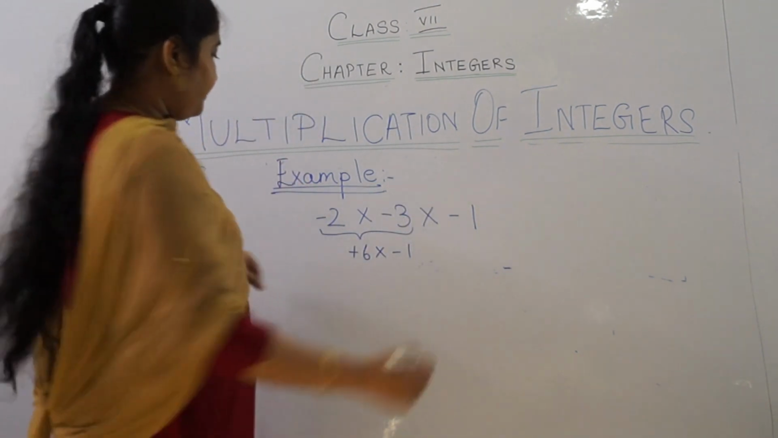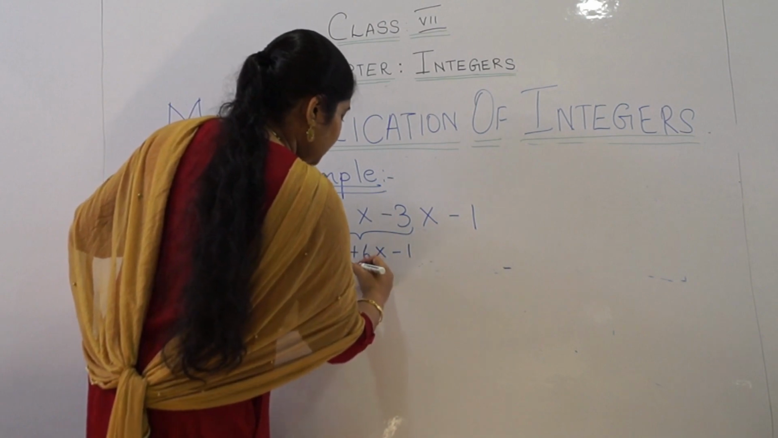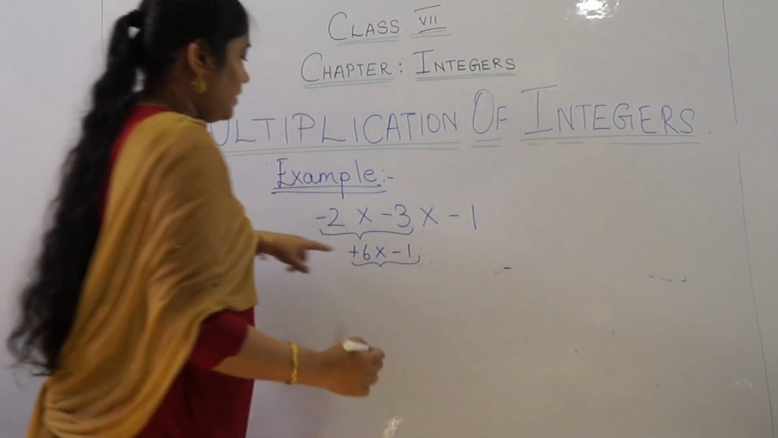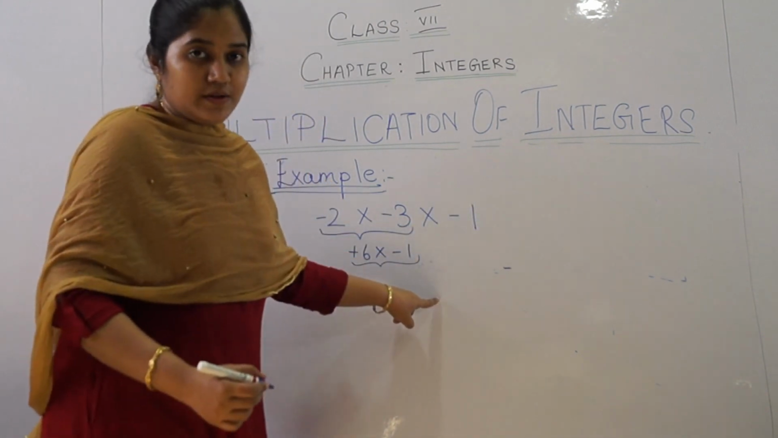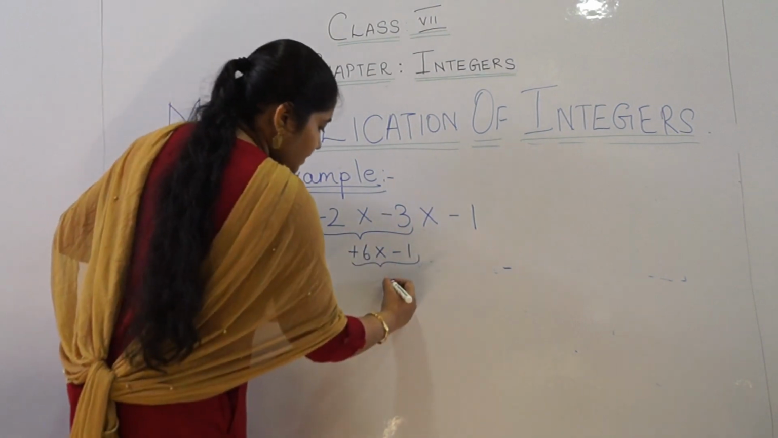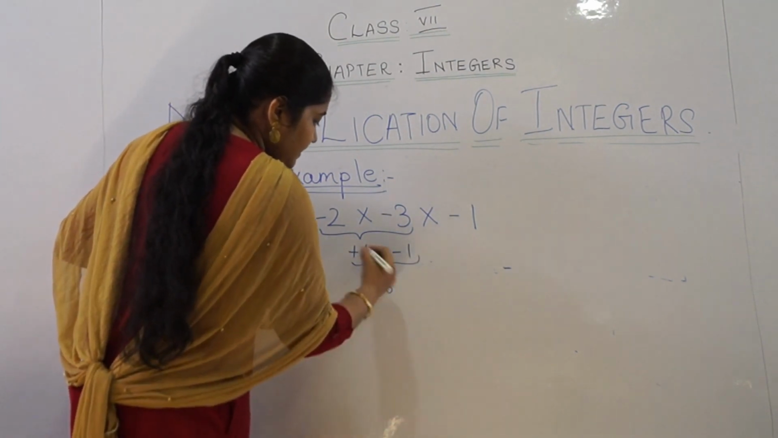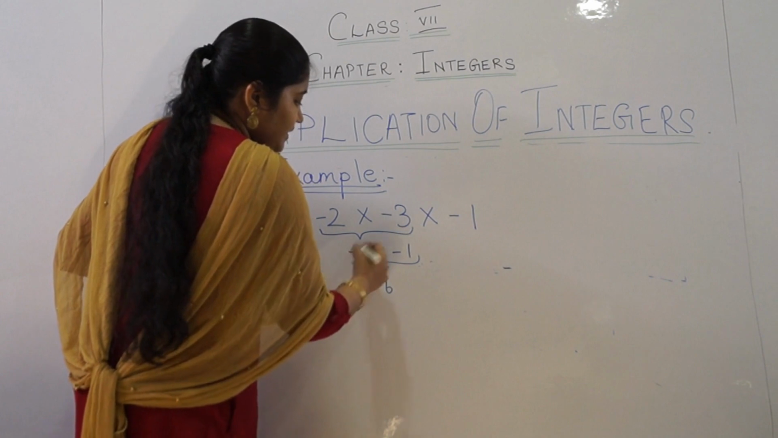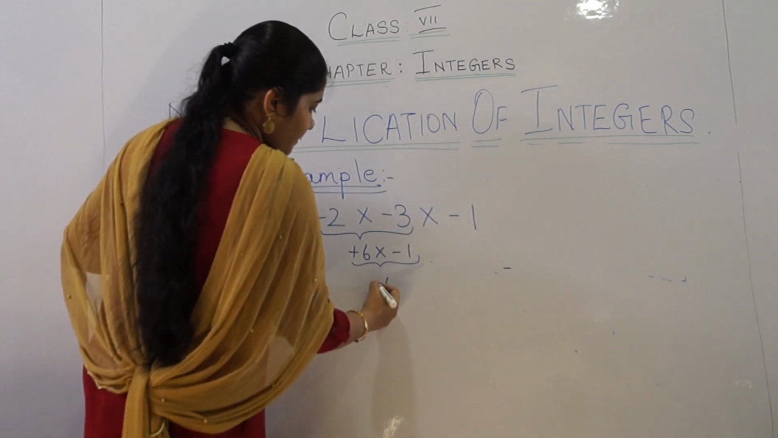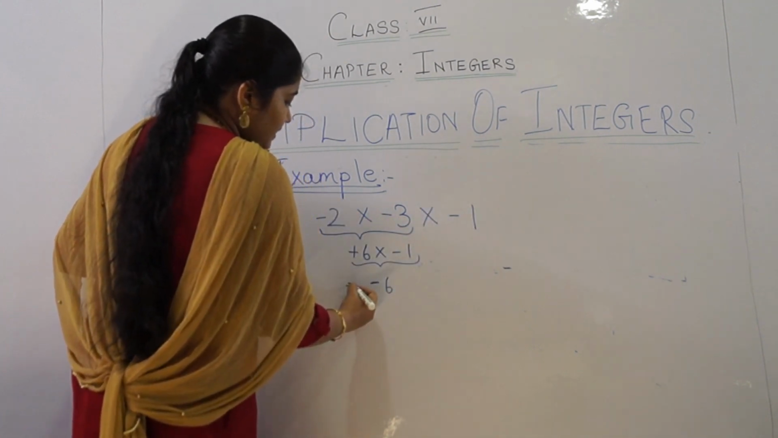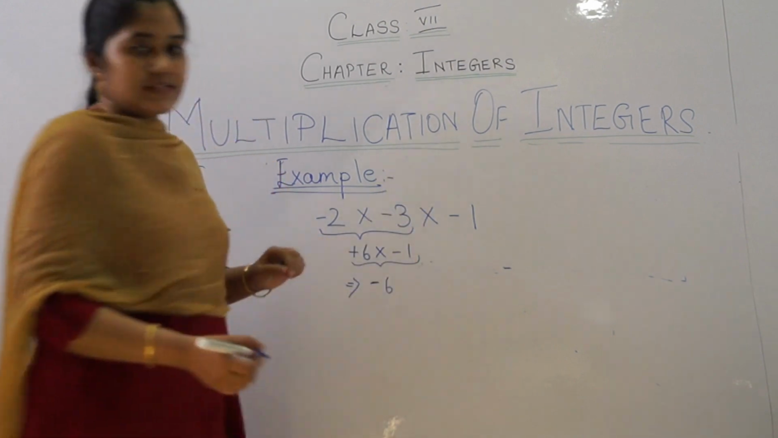Now again, what does this become? Plus 6 into minus 1. So now I multiply the numbers. Yes, 6 into 1 is 6, and then I multiply the sign. Plus into minus, from the table it is minus. So my answer is nothing but minus 6.